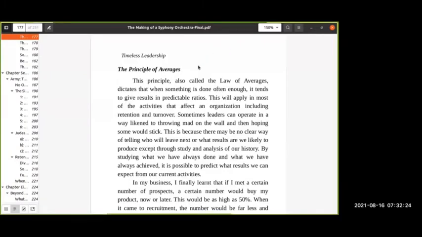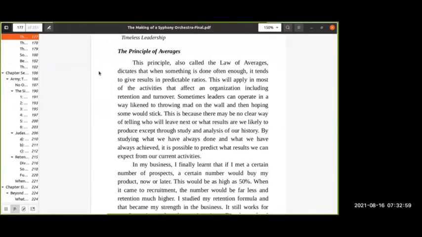It tends to give results in predictable ratios. This will apply in most of the activities that affect an organization, including retention and turnover. Sometimes leaders can operate in a way likened to throwing mud on the wall and hoping some would stick. This is because there may be no clear way of telling who will leave next or what results are likely to produce, except through study and analysis of our history.